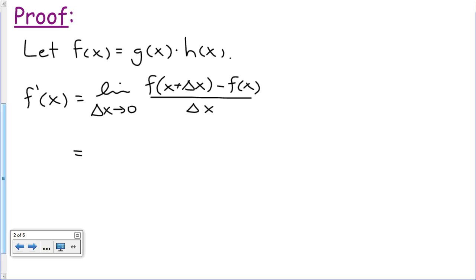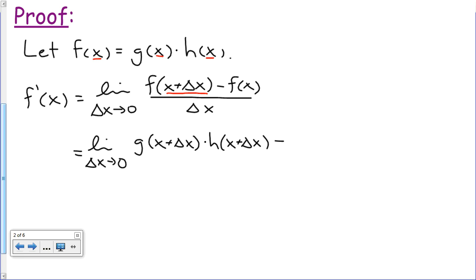All right, so the first step is to substitute what function f is equal to. So we've got the limit as delta x goes to 0 of f of x plus delta x. That means I'm going to take the x plus delta x and replace the x's in this function with x plus delta x. So it's going to be g of x plus delta x times h of x plus delta x, and then minus, do the same thing with f of x, replace it with what it's equal to, g of x times h of x. And again, this is all divided by delta x.